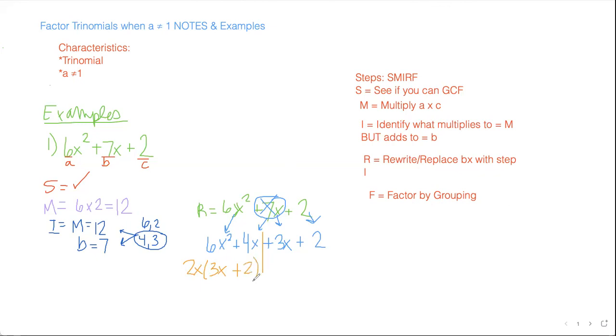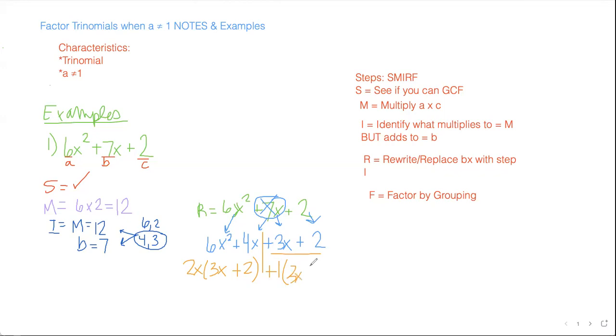Okay. And then on the right, there's nothing that is in common over here. So if there's nothing in common, you still have to take something out. So they always have a 1 in common. So we're going to take out a 1. I'm also leaving the sign that was in front of this 3. So it's a plus 1. And I still have 3x plus 2.